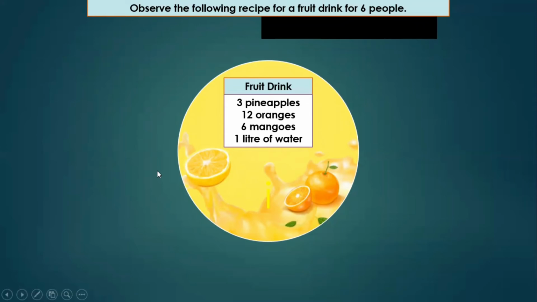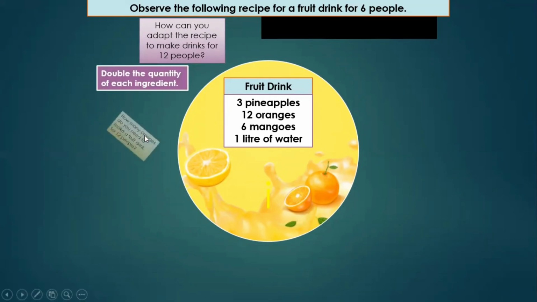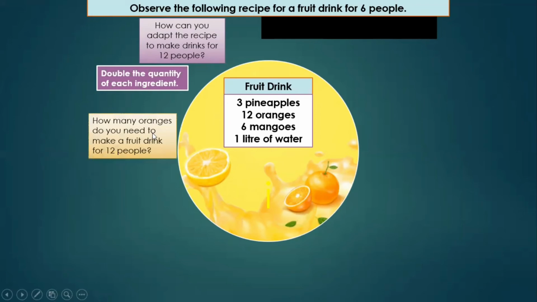So, what if you have to prepare for 12 people? Will the quantities increase or decrease? Yes, they will increase. So you have to double each ingredient. How many oranges do you need to make the fruit drink? 12 times 2, which is 24. How many pineapples? 3 times 2, which is 6. So you are doubling it.